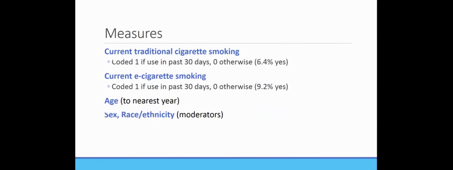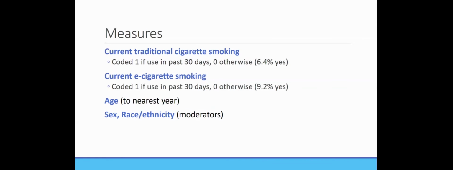Okay, again, we see our measures section. Again, we have a very short list of variables, and this is cross-sectional data, so it really couldn't be simpler in the measures department here. We have a binary measure for current traditional cigarette smoking. Yes, no. 6.4% were currently using traditional cigarettes. We had a single binary variable for current e-cigarette smoking. Yes, no.